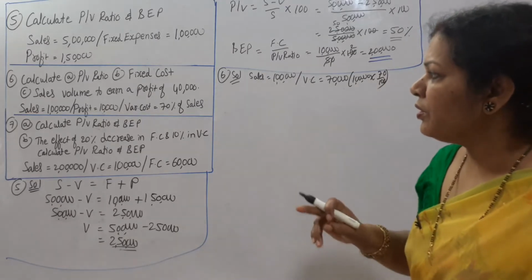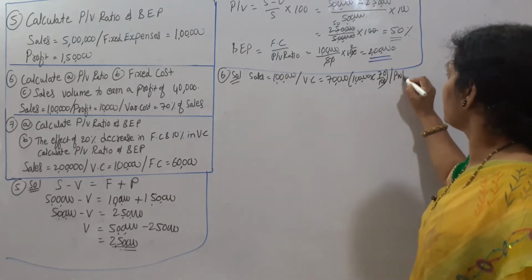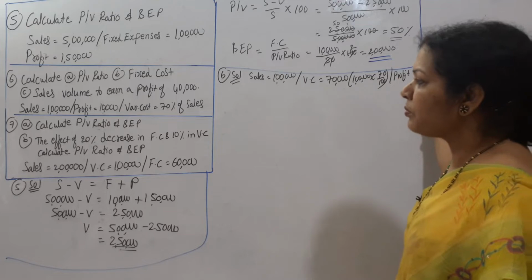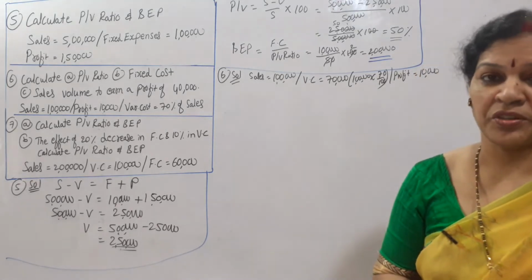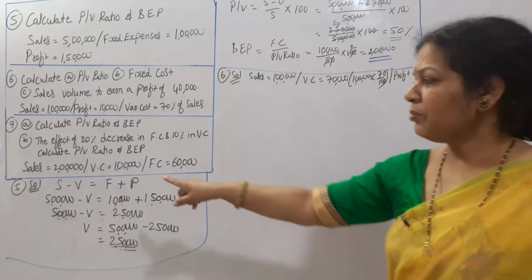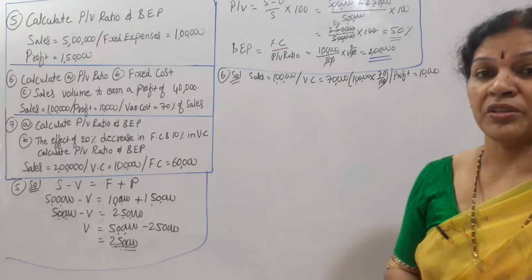And profit, next what else is given? Profit is given. Profit is how much? 10,000. What is important for us? Fixed cost. Fixed cost is not given. Same formula we will use, S minus V is equal to F plus P to find out the fixed cost.